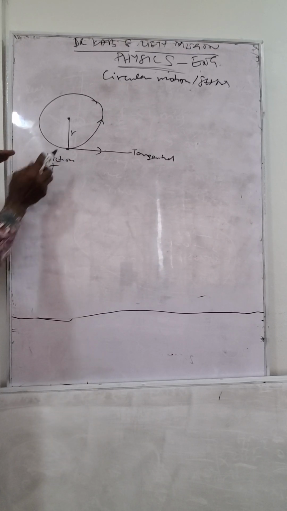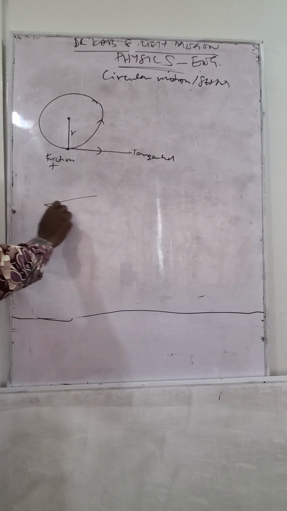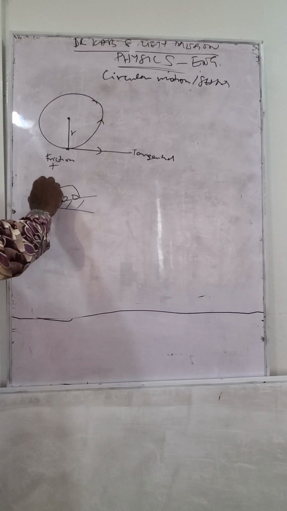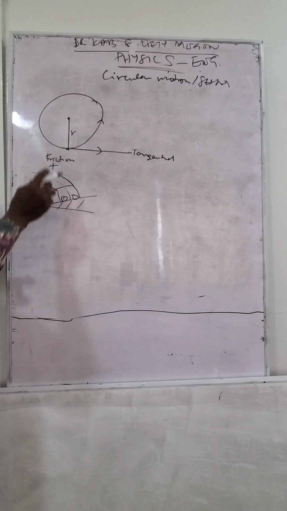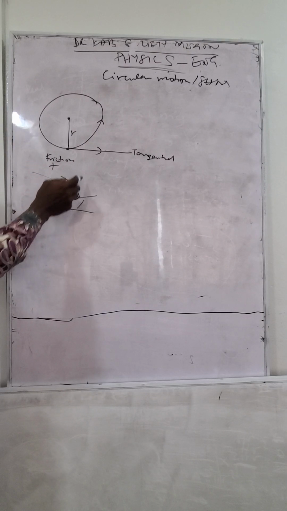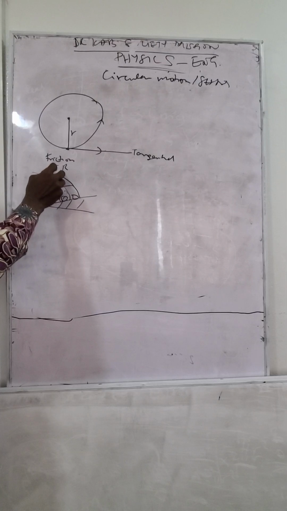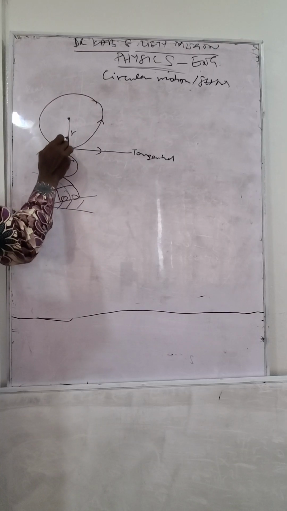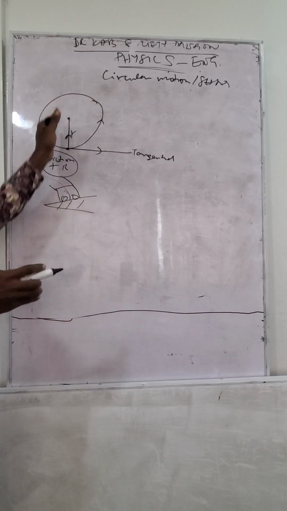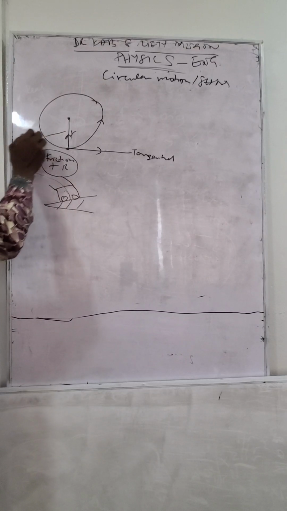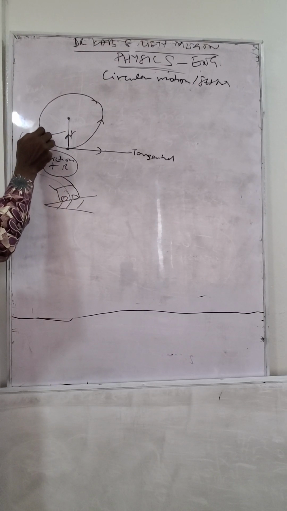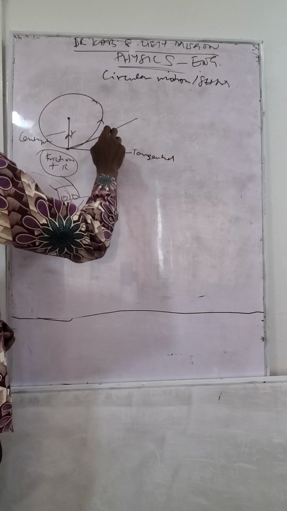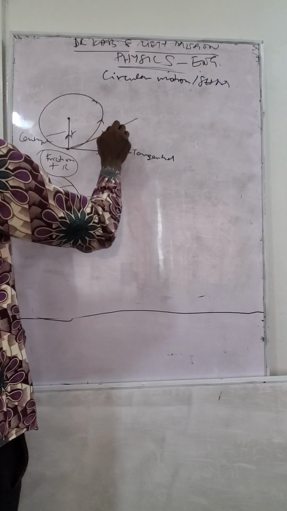Plus, if the road is banked, maybe if the road is like that and there is the car moving, then the body of the car will also make some contribution. We call that the normal reaction. Now these two will also try to move the body towards the center, and that part we call centripetal. Now the resultant force will be this, and that is the net, F net.